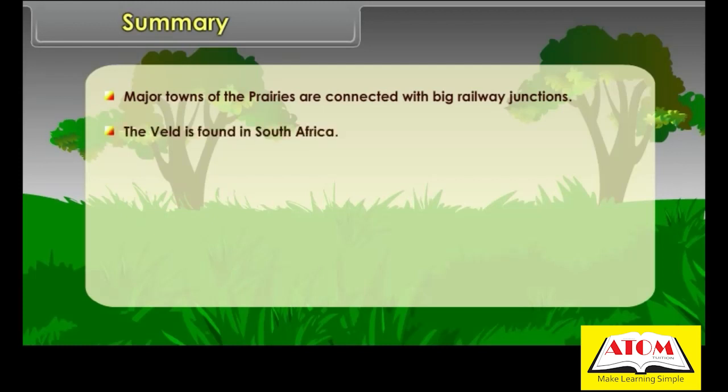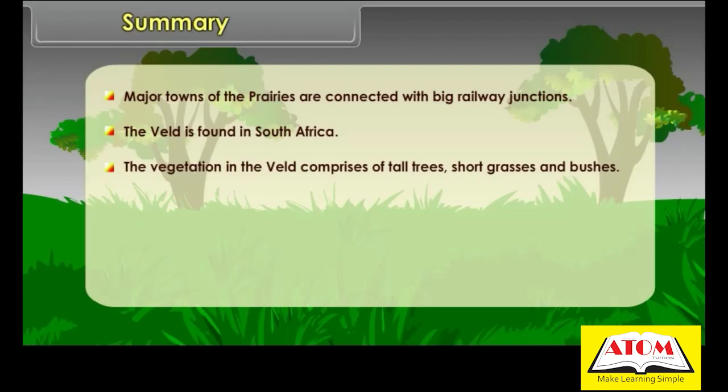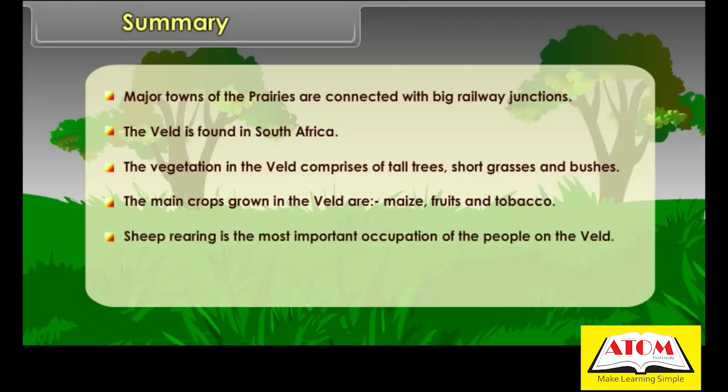The veldt is found in South Africa. The vegetation in the veldt comprises tall trees, short grasses and bushes. The main crops grown in the veldt are maize, fruits and tobacco. Sheep rearing is the most important occupation of the people on the veldt.